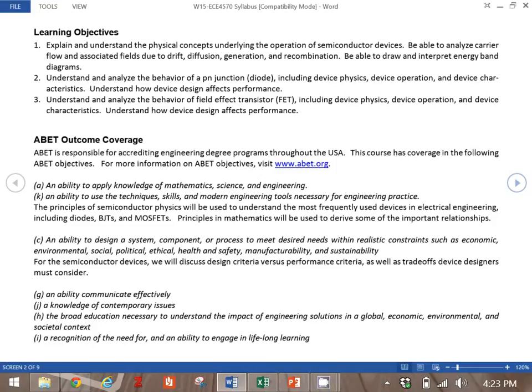As an engineer, you want to be able to apply the knowledge of mathematics, science, and engineering and the tools and techniques necessary for engineering practice. So in this particular class, we're going to be talking about the physics of semiconductor devices. That's more of the foundational stuff, and we're going to apply that knowledge in the second half of the class to diodes and MOSFETs. And we're also going to be using the principles in mathematics to discuss the important relationships.